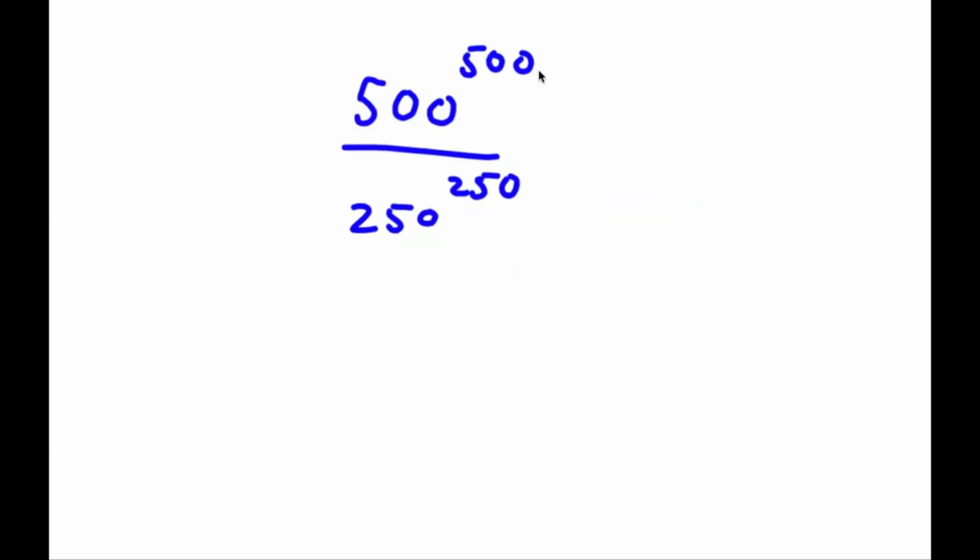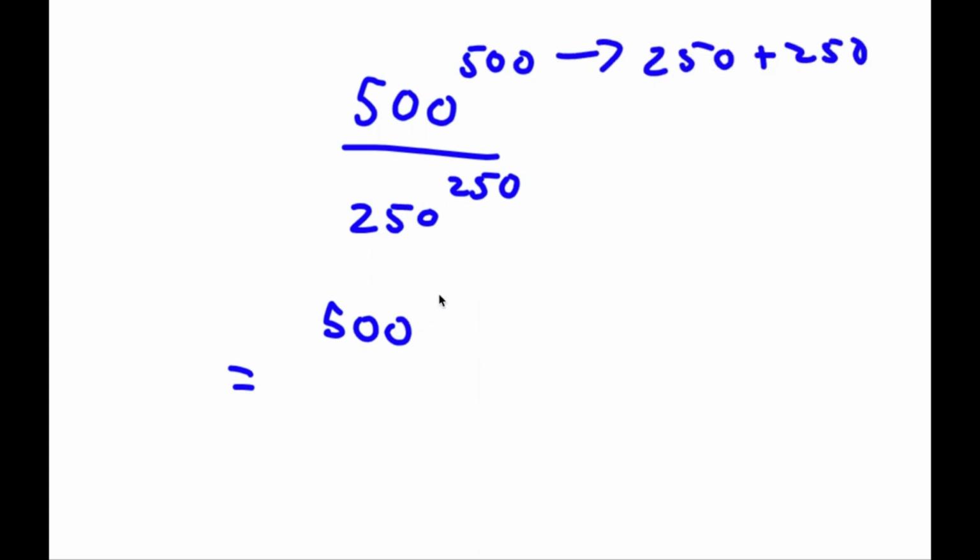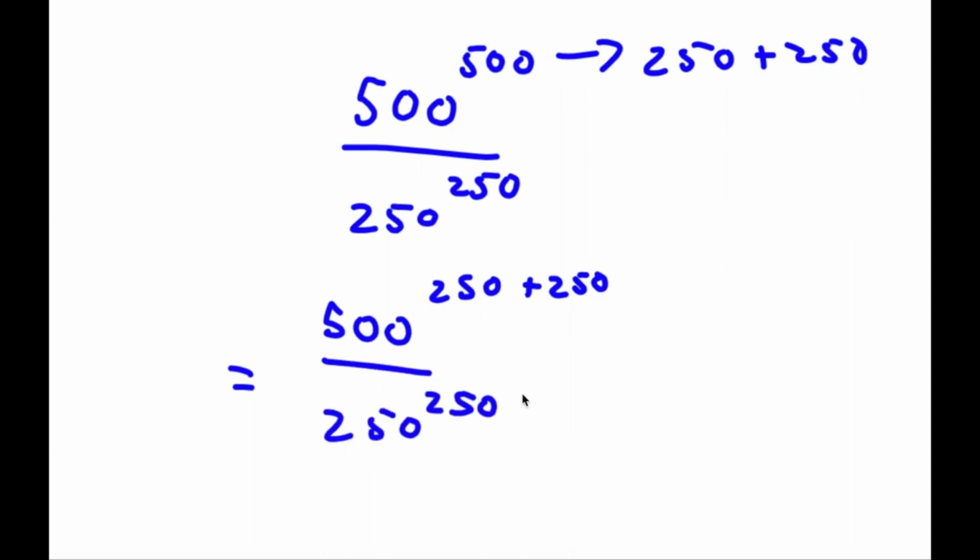500 to the power of 500 over 250 to the power of 250. So now this can be written with 500 to the power of 500, and here this is the same thing as 250 plus 250. So now I have 500 to the power of 250 plus 250 over, I'm not going to change anything for now, 250 to the power of 250.